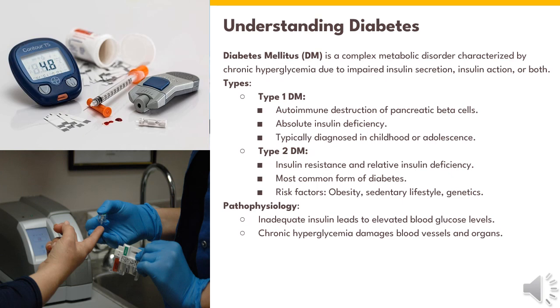Now for pathophysiology. In both types, the lack of effective insulin leads to elevated blood glucose levels. Over time, chronic hyperglycemia can cause significant damage to blood vessels and vital organs, leading to complications we aim to prevent. There is also gestational diabetes, but that one you see in the notes. So as we proceed, we'll explore the pharmacological interventions available to manage this condition and the critical role you play as nurses in supporting patients with diabetes.